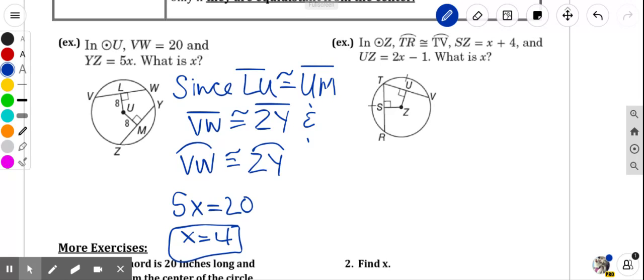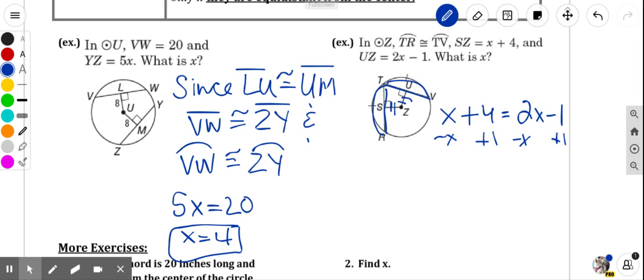Okay, next one is the same idea, but it goes in the opposite direction. You're given congruent arcs. So then we can determine that these chords are congruent, and therefore that SZ and UZ are congruent. The arcs are congruent, so the chords are congruent, so the distance to the center is congruent. So we're just going to set those equal to each other, just like in the last one. I would subtract x, add 1. So we get x is 5.